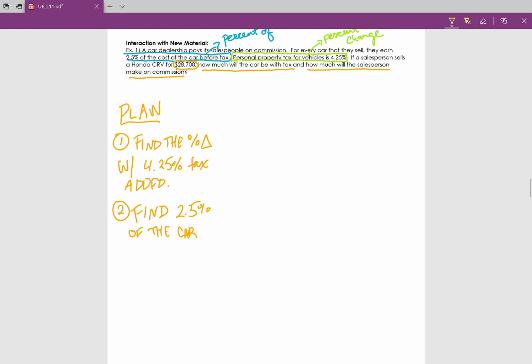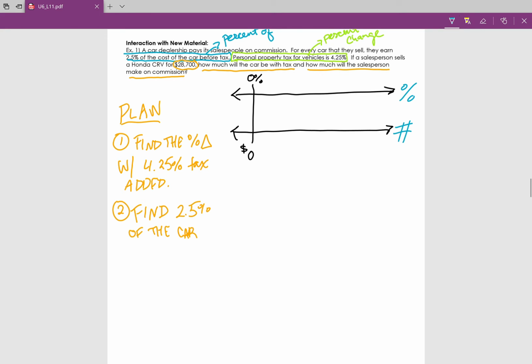Since we're finding a percent change, you know what we're going to do? We're going to draw a double number line, because this is going to help us a lot. Although it doesn't say it, I know that my criteria for success always has that in it when we're doing these problems. So I'm going to draw one to help me. And of course we're labeling the $0 and the 0%. I'll use my blue color again, percents here and numbers here. And then we want to label 100%.